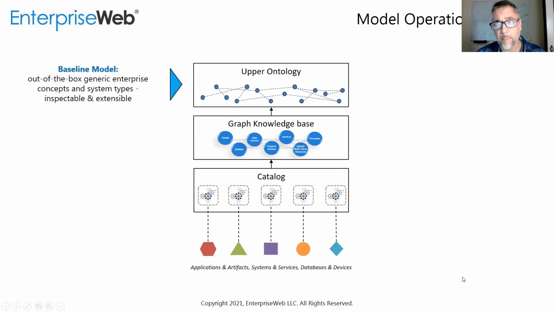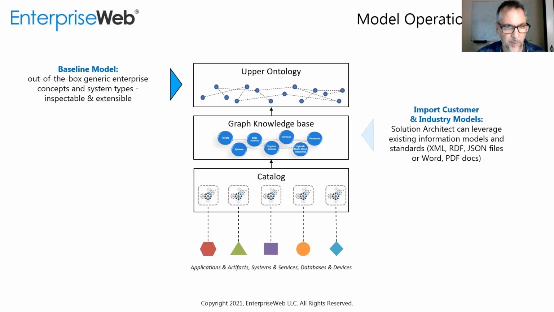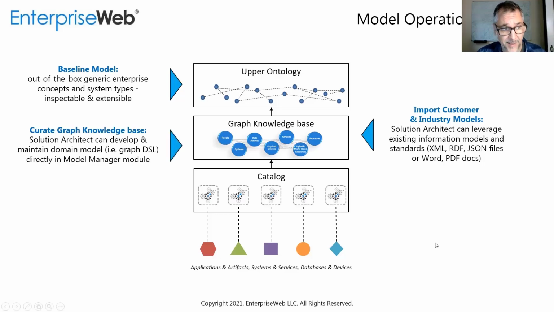So to get into that a little bit deeper, for modeling the operational domain, first, like I said, we give you a baseline model out of the box. It includes generic enterprise concepts and types. It's fully inspectable and extensible. Then customers can jumpstart their modeling by importing a model. They can have XML, RDF, JSON, etc. They can even give us pseudo UML that might be in a Word document or a PDF document. And we can import those through algorithmic entity extraction and map those to concepts in our upper ontology to essentially seed the graph knowledge base. And we do that in seconds.